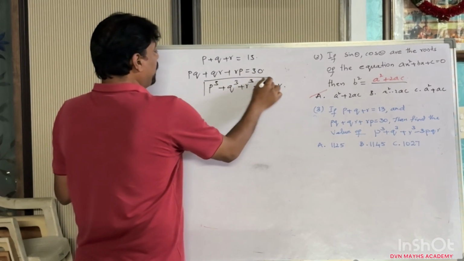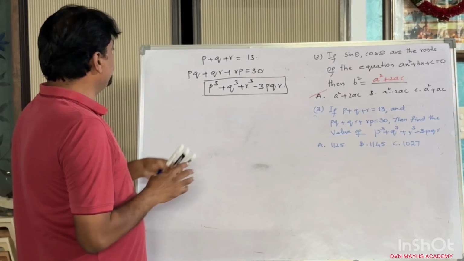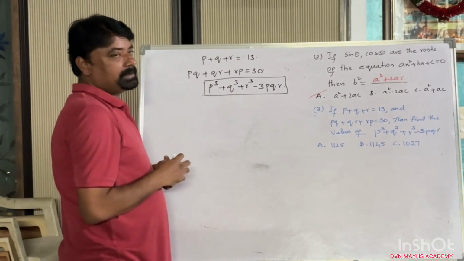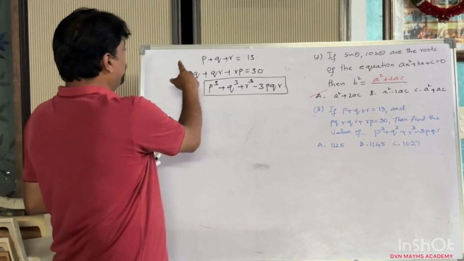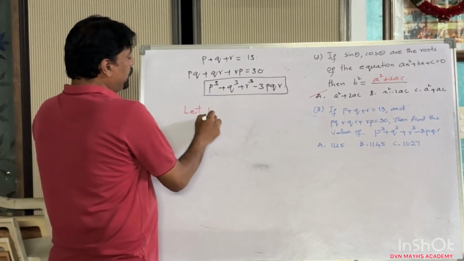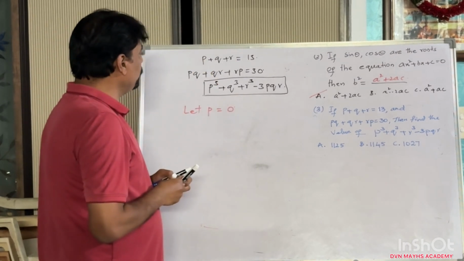So how to find the value of this? There is a technique in mathematics. If it is given like this, you take any one of these variables to be equal to 0. Just assume, let p is equal to 0. I am assuming p is equal to 0.